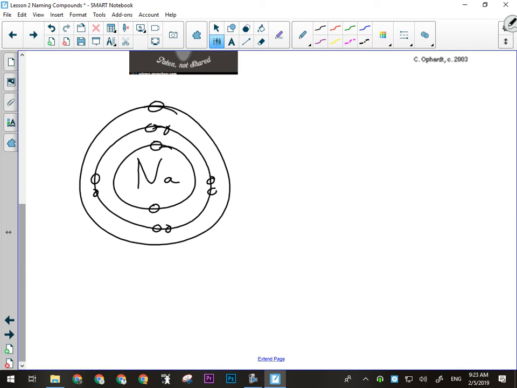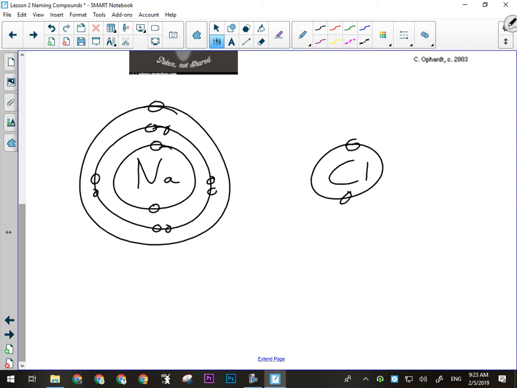So for sodium to have a full outer shell of electrons, it's either got to pick up 7 more or dump 1. Which is easier? Dump 1. Yeah, it's way easier to dump 1 electron than it is to find 7 more. That's why it gets along so well with chlorine.